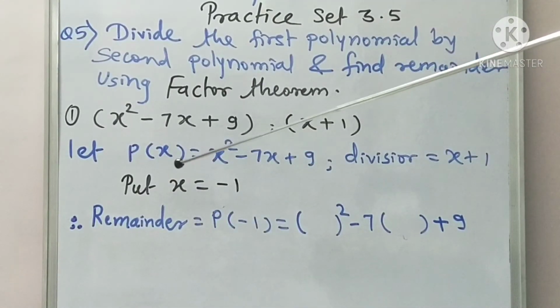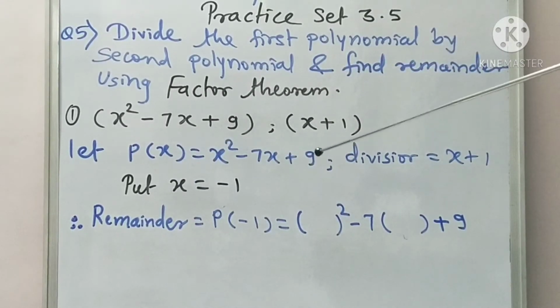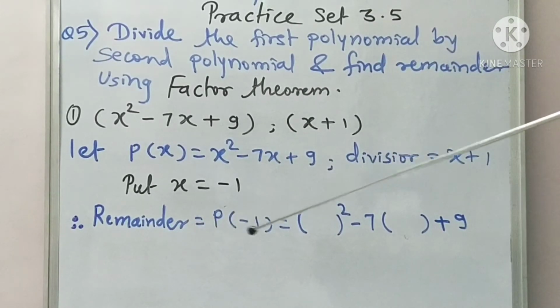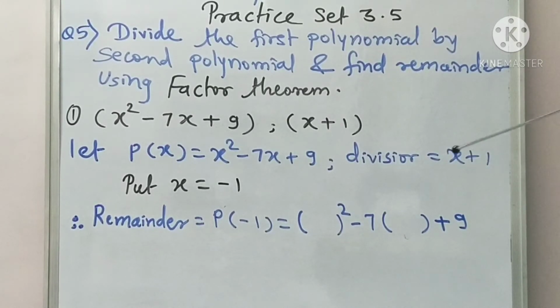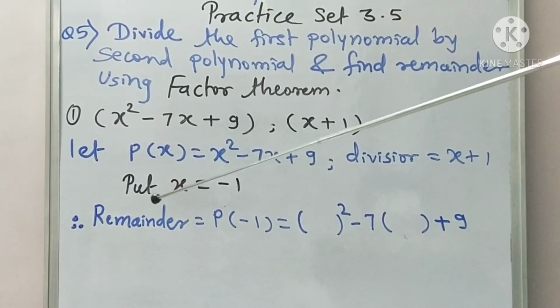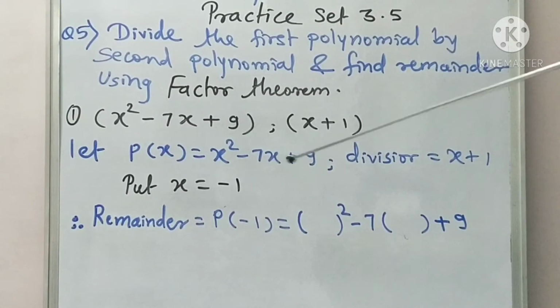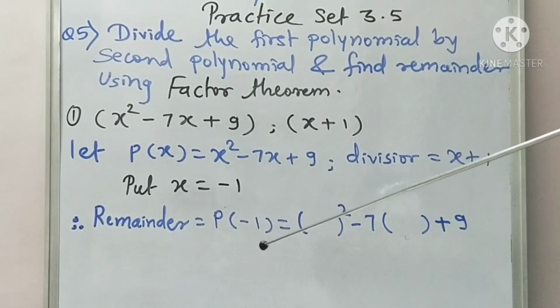So here we consider the dividend as p of x, x square minus 7x plus 9, and the divisor is x plus 1. So by this factor theorem, how do we get the remainder? The divisor is x plus 1, so the constant is plus 1, and hence we take the opposite of that plus 1 as minus 1. And we put the value of x as minus 1 in the given polynomial, so the value of the polynomial is the remainder. Getting this? So it is like the synthetic division method.